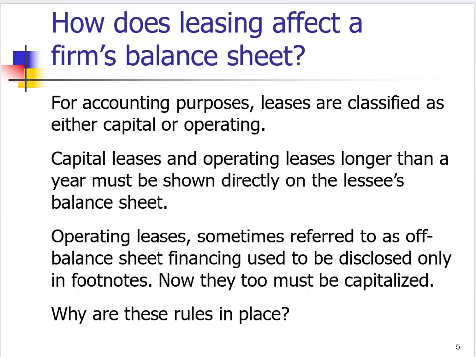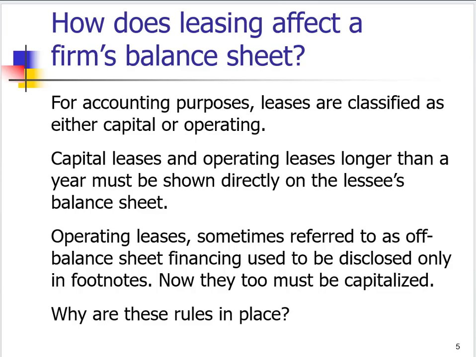So for accounting purposes, again, leases are either capital or financial, or operating. Capital leases and operating leases longer than a year must be shown directly on the lessee's balance sheet. Operating leases, sometimes also referred to as off-balance sheet financing, used to be disclosed only in the footnotes. Now, the rules are different. We have changed the rules so that now both kinds of leases are ultimately capitalized.